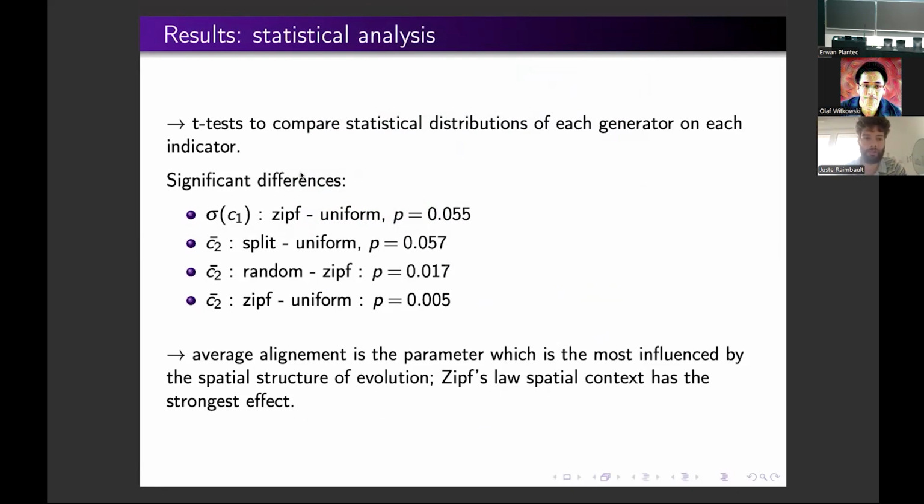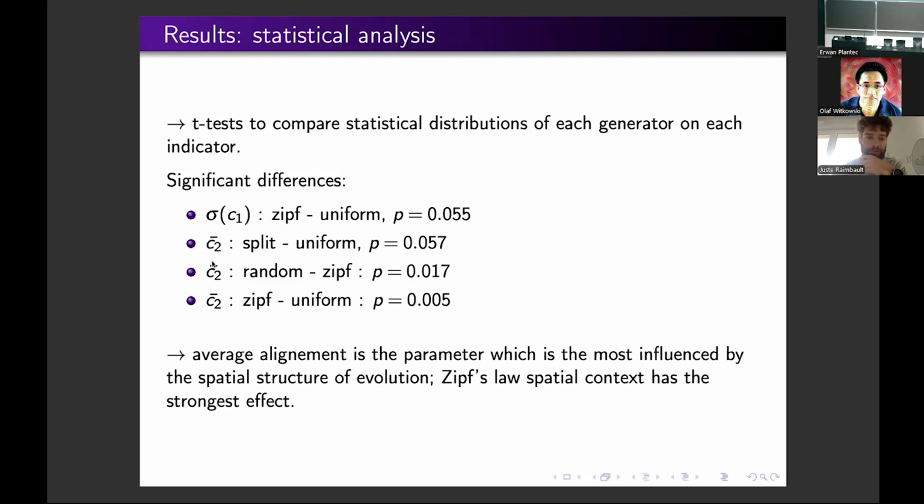And among all the possible comparisons, we find that 4 of them are statistically significant. Of course, we take a p-value below 0.1, so it's arbitrary. All the other p-values of the pairwise tests are above 0.1, but these ones are significant. So in these cases you have a statistically significant effect of space. For the standard deviation of C1, the zips and the uniform are different.